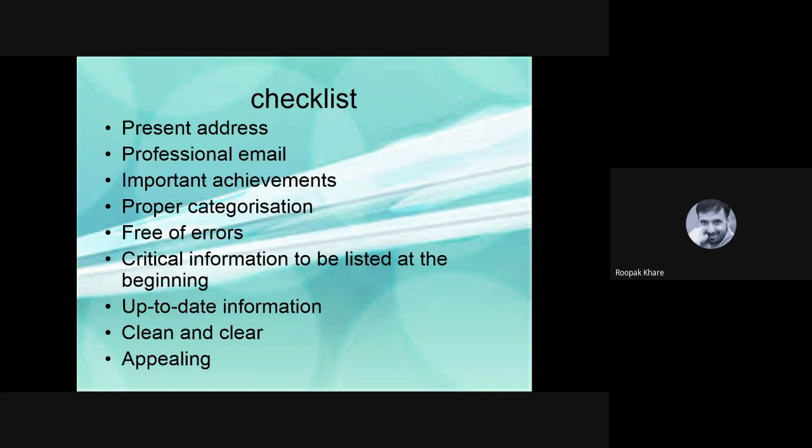Critical information to be listed at the beginning, all those important things. Like these days when you make a resume, you give your address, your mobile number, your email ID right at the top, and when you list experiences, you do it in reverse order. So if you have done certain jobs, your experiences come first and then the other things, right?